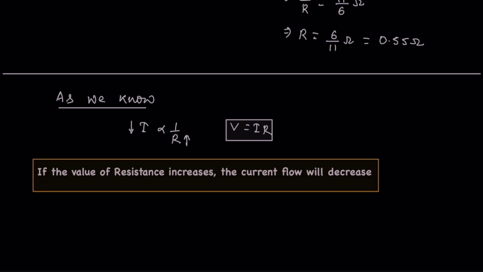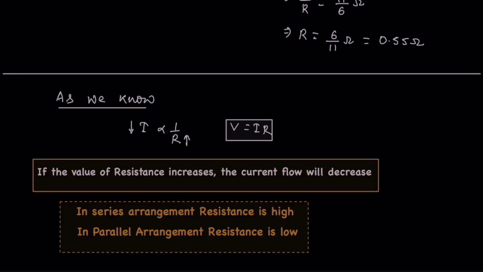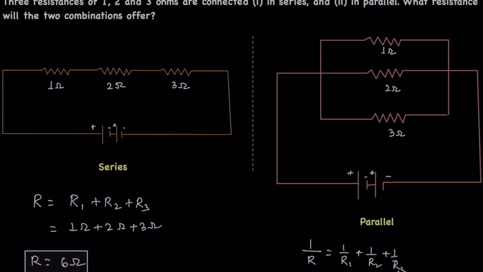So we can note down that point. This is one of the points which explains why we need to use parallel arrangement over the series arrangement. In parallel arrangement, resistance is low, so current flow is high. But in series arrangement, resistance is high, so current flow is low. This is one of the points. Now I will explain the second advantage of the parallel arrangement over the series arrangement.